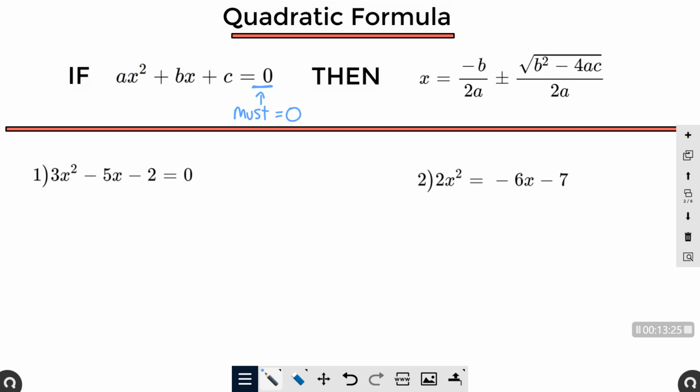Now, if you do look at it online, they probably write it different than how I put it here. I like to separate my fractions with the plus or minus in the middle. Most textbooks actually put the plus or minus in the numerator and put it all over 2a instead of splitting it. I like to split it.